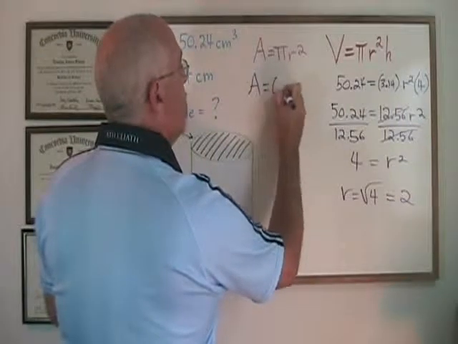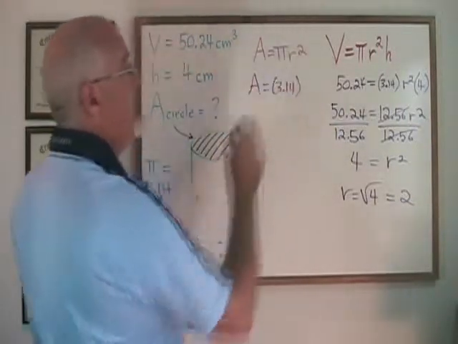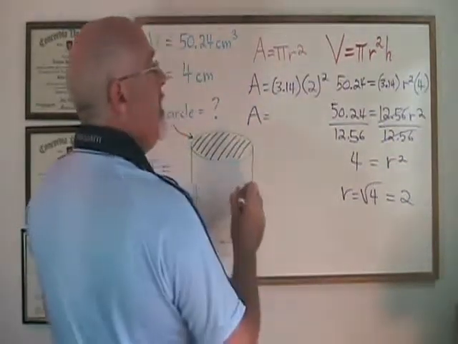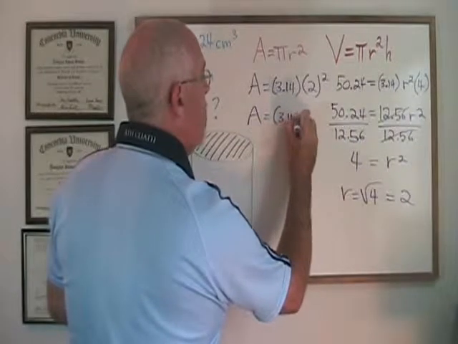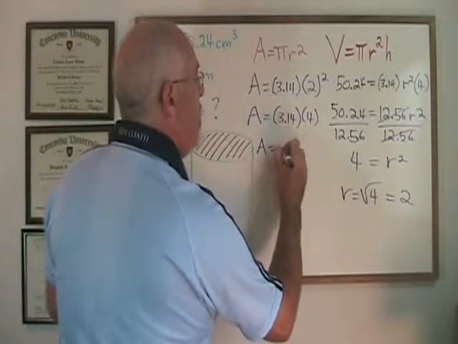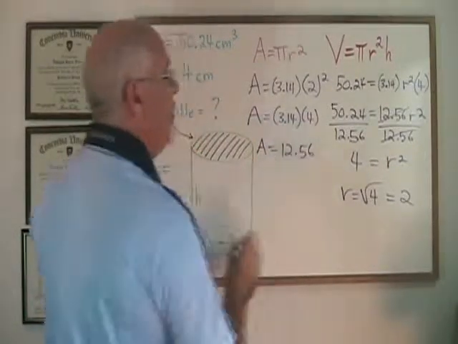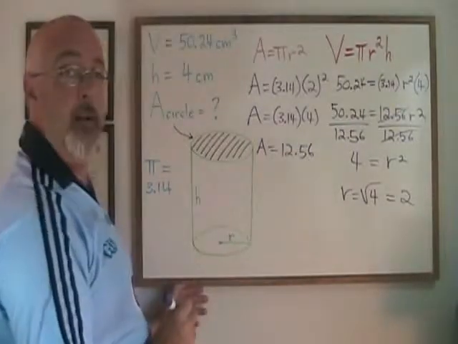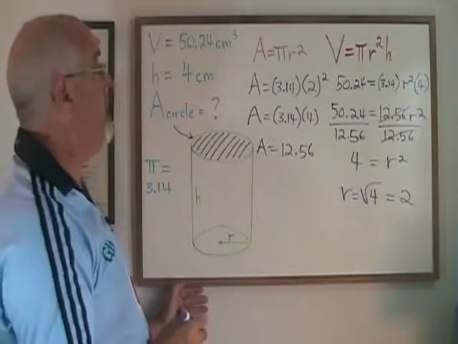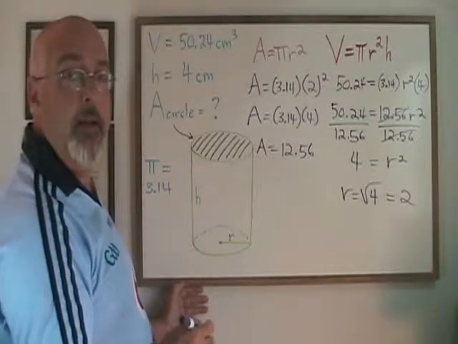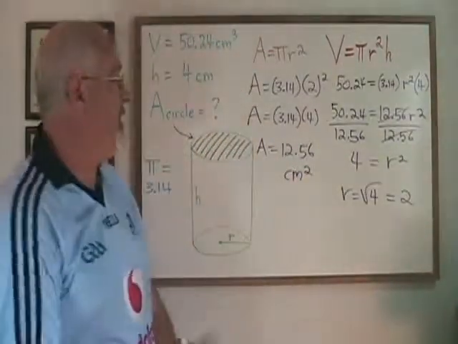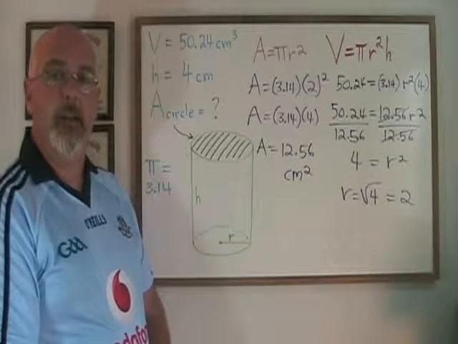Area is equal to pi, which is 3.14, times r squared, which is 2 squared. 2 squared is 4. And 4 times 3.14 is 12.56. The area of the circle is 12.56. Since we were dealing with centimeters and centimeters cubed for our distance and our volume, the area will be given the unit centimeters squared. The area of the circle at the end of this cylinder is 12.56 centimeters squared.